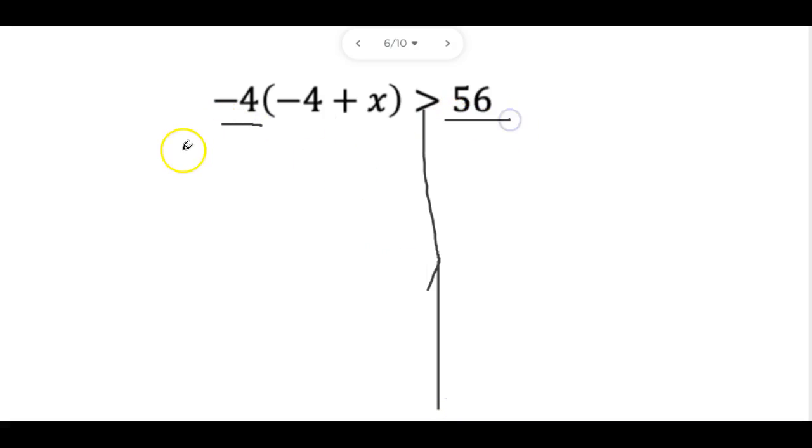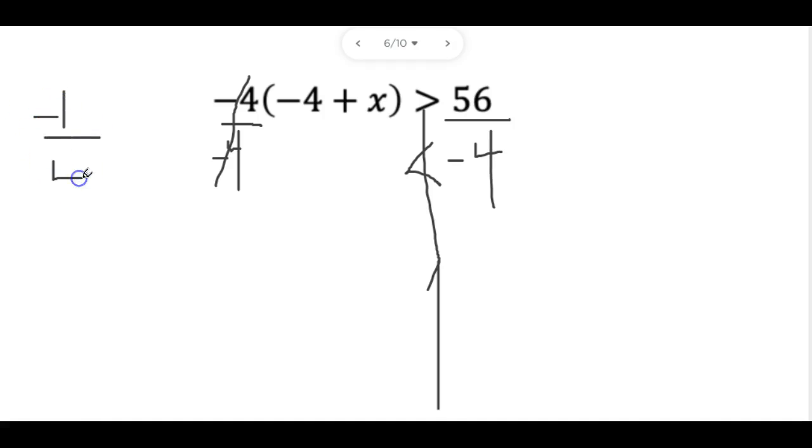I'm going to divide both sides by a negative 4. Now remember, when you multiply by a negative, this sign flips, and it's now going to be going this way. That gives me a 0 pair.